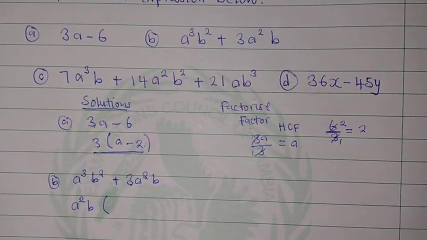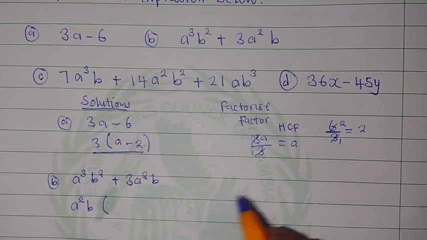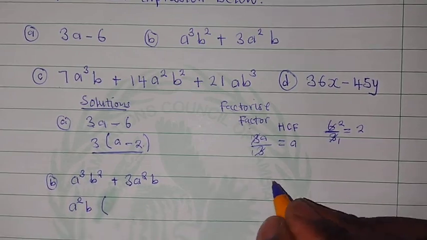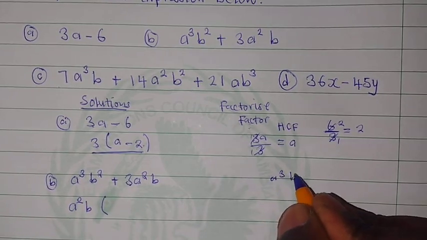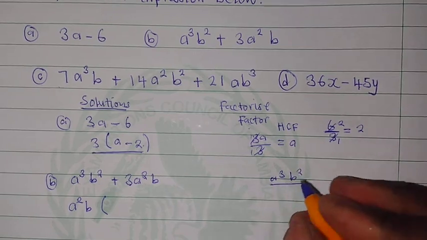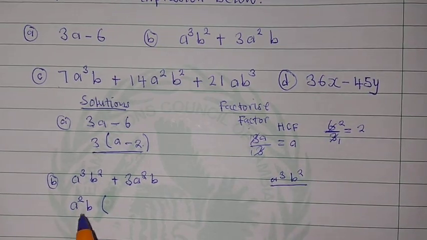Then you open the bracket. Then you start dividing for you to know what is going to be inside the brackets here. So the first term we have a power 3 and b power 2. You write a power 3 and b power 2. This will be divided by the highest common factor, which is a squared and b.